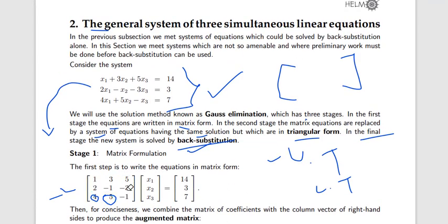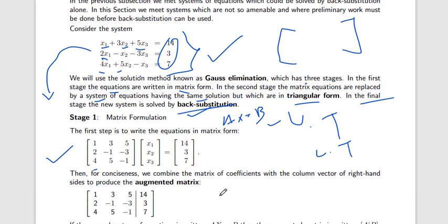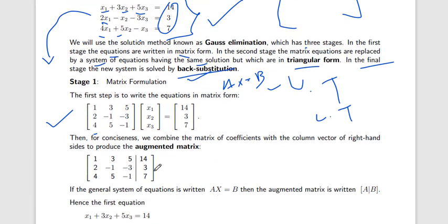In our first stage we will transfer this into matrix form AX = B. What are the coefficients of x1, x2 and x3? 1, 3, 5; 2, minus 1, minus 3; 4, 5, minus 1; then x1, x2, x3, and on the right side 14, 3 and 7.